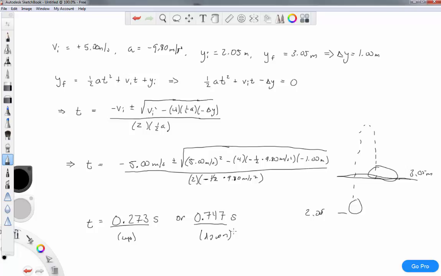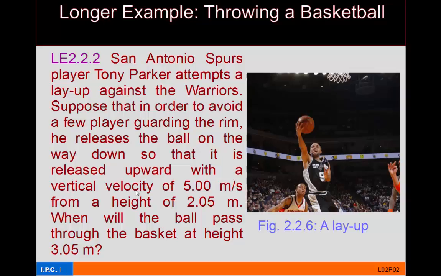The one where it's actually going through the hoop is the one in which it is on its way down. So the 0.747 seconds is our actual answer. It should take a little under 3/4 of a second from when he releases the ball until when it passes through the hoop, which is just a little outside of this picture.